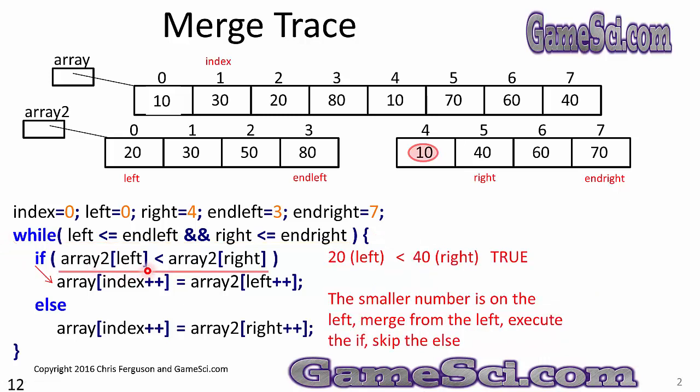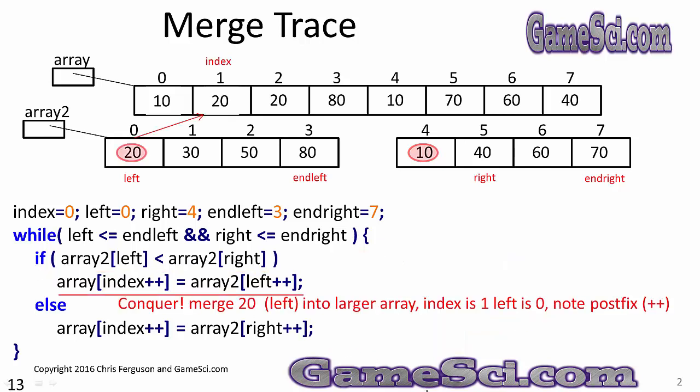Array 2 subscript left is 20, less than array 2 subscript right, which is now 40. That is a true statement. Since the number on the left is less than the number on the right, I'm going to execute the code in the if portion. The smaller number is on the left. Let's merge the number on the left and skip the else this time. This is the conquer. When I merge 20 on the left into the larger array, index is 1, left is 0. Move the number on the left from index 0 to index 1.